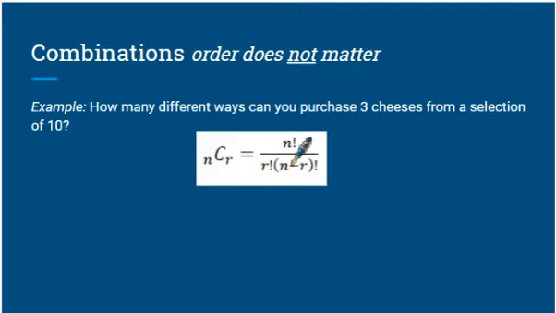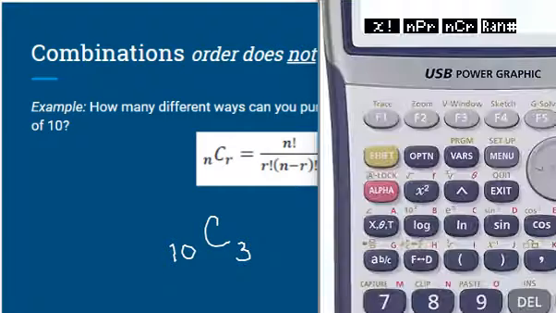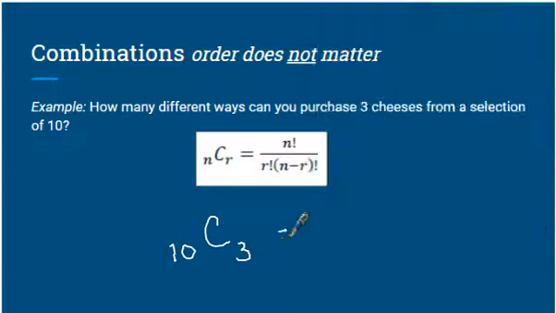This is the formula for a combination. Again, there are 10 different cheeses, and I am picking 3 of them, and the C means it's a combination. Order does not matter. Again, we're going to use the calculator here, okay? Out of 10 choices, I want a combination of 3 of them. So there are 120 different combinations of cheeses that I could pick out of that group of 10.